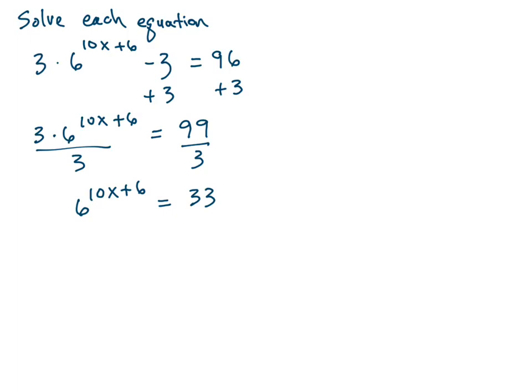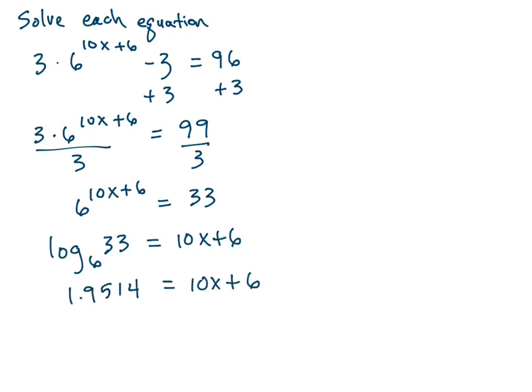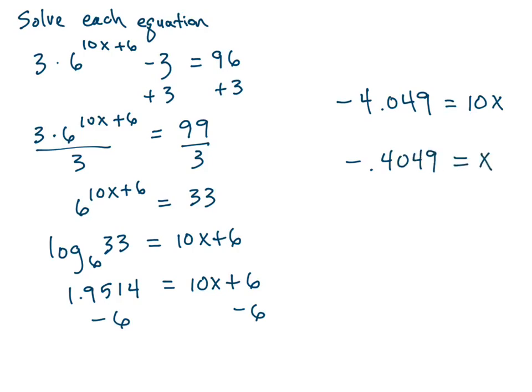Once I do that, I can convert that to logs. Once again, start with the base. So it's log base 6 of 33 equals 10x plus 6. We're swapping the order of the 33 and the 10x plus 6. So I will use change of base to figure out what log base 6 of 33 is, which is 1.95. And then that's pretty straightforward to solve from there. I'll just subtract 6 on both sides, and then, of course, divide both sides by 10.